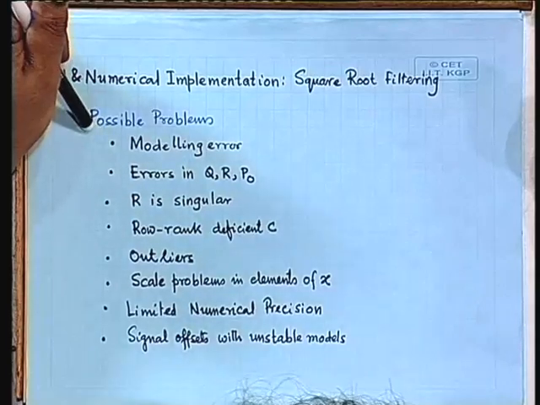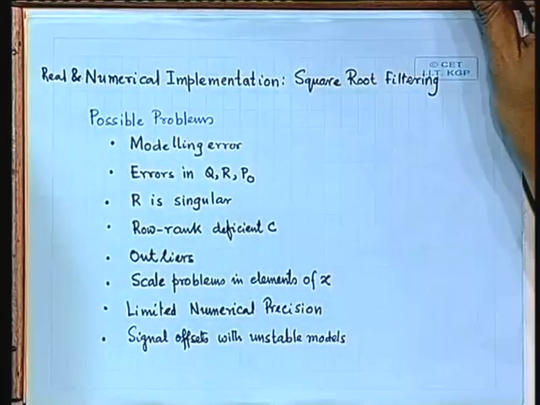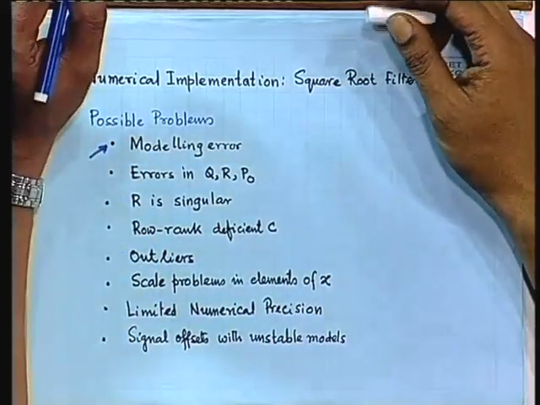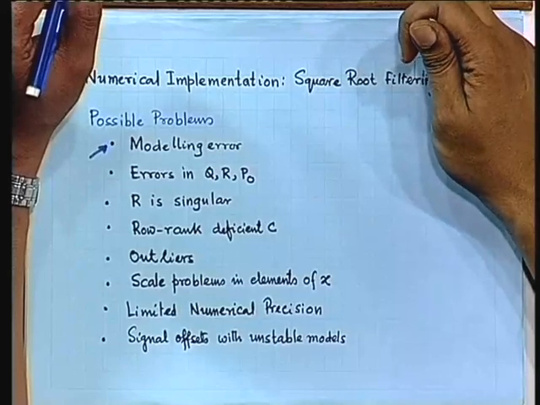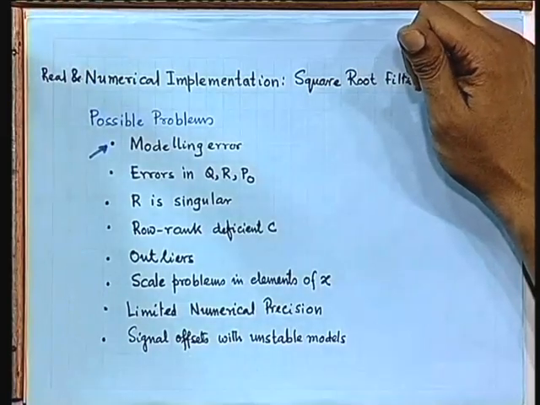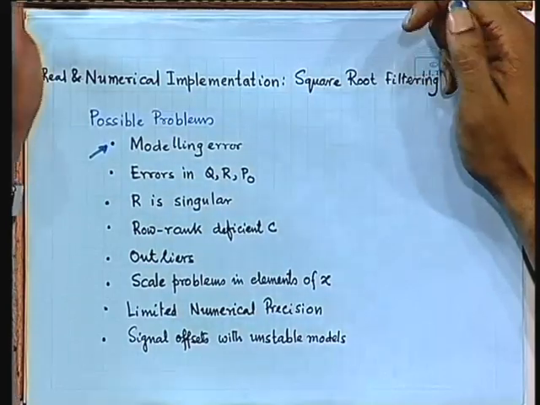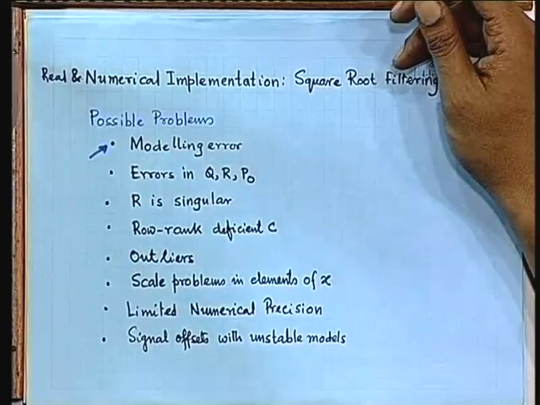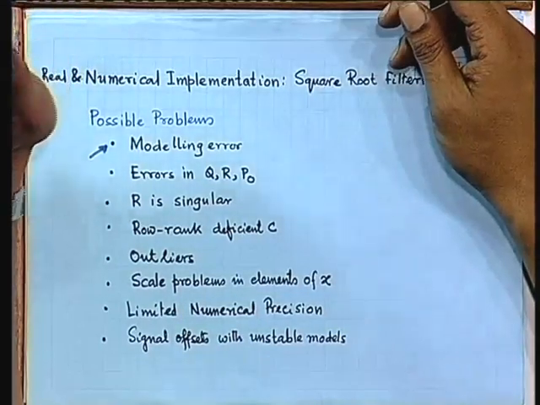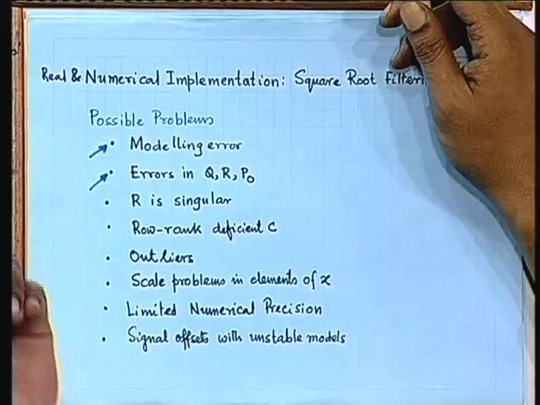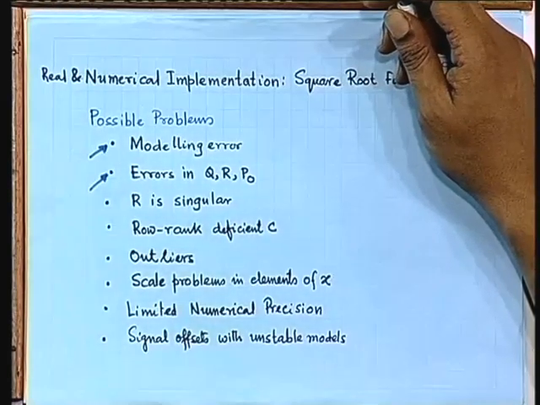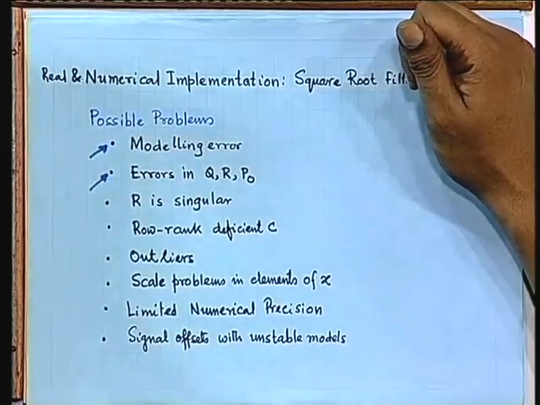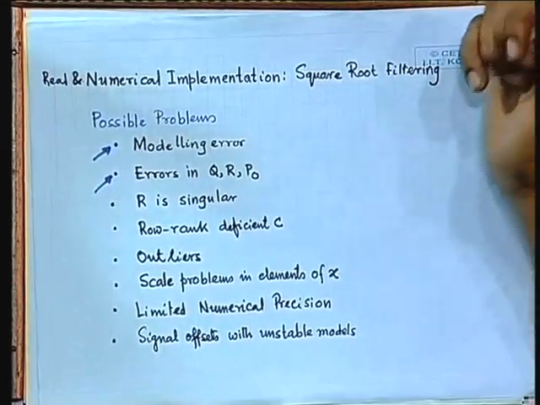So among the possible problems of not getting filter performance is modeling error. If your ABCD matrices are not correct, then your estimate will degrade. Sometimes it can even diverge, especially if the dynamics is unstable and if you start having modeling errors. Similarly, obviously this is also a kind of error in the input that you are given, QR P0. We have seen what happens if you have errors in QR and P0. Filter will become slower unnecessarily, right.